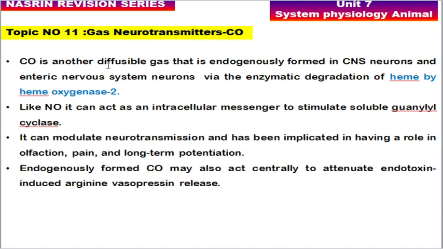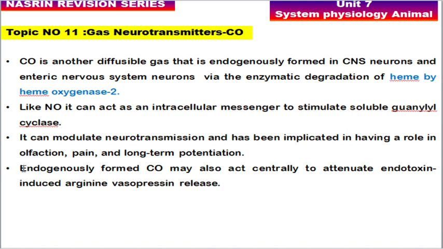Carbon monoxide is another type of diffusible gas that is endogenously formed in the neurons of the central nervous system as well as the enteric nervous system. It is produced by the enzymatic degradation of heme by an enzyme called heme oxygenase 2, and like nitric oxide, it acts as an intracellular messenger molecule, stimulating the same soluble guanylyl cyclase enzyme. CO can modulate neurotransmitters, and it has been implicated in olfaction, pain, and long-term potentiation.